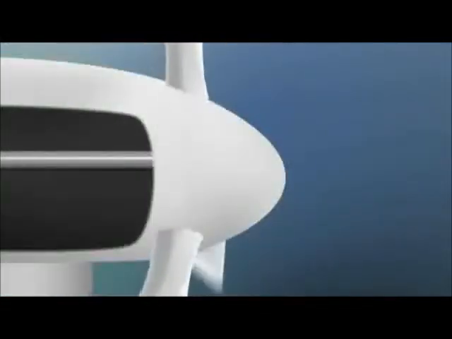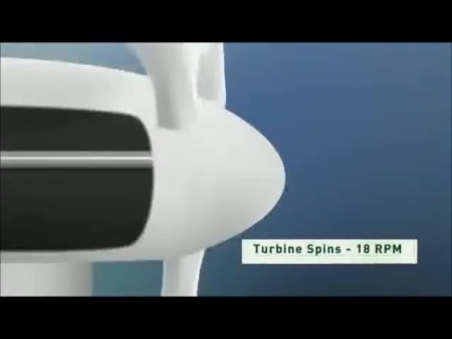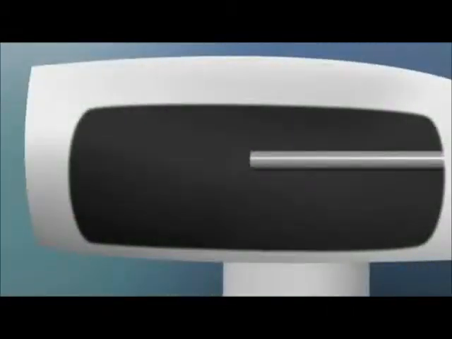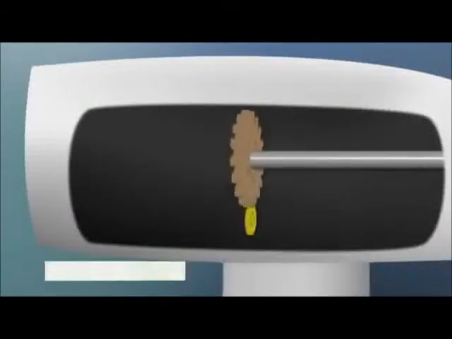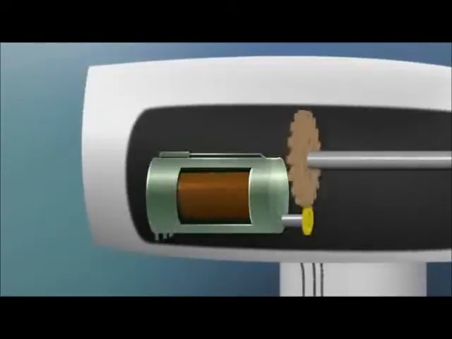Now the blades are attached to a shaft which only turns about 18 revolutions a minute, and that's not nearly fast enough to generate electricity by itself. So, the rotor shaft spins a series of gears that increase the rotation up to about 1,800 revolutions per minute. And at that speed, the generator can produce a lot of electricity.